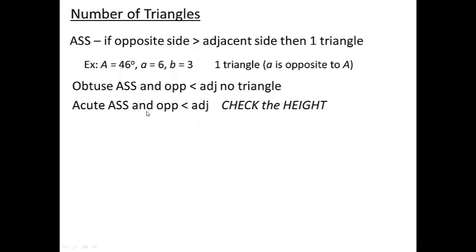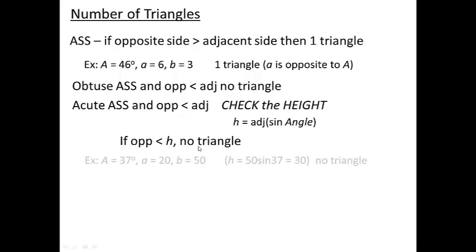For the acute, then there might be none or two. Then you have to check the height. You can find the height by taking the sine of the angle times the adjacent side. Okay, the adjacent side times the sine of the angle will give you the height. That comes from SOHCAHTOA if you want to look at it. The height is a 90-degree angle with the base. So if the height is larger than the opposite, there's no triangle.